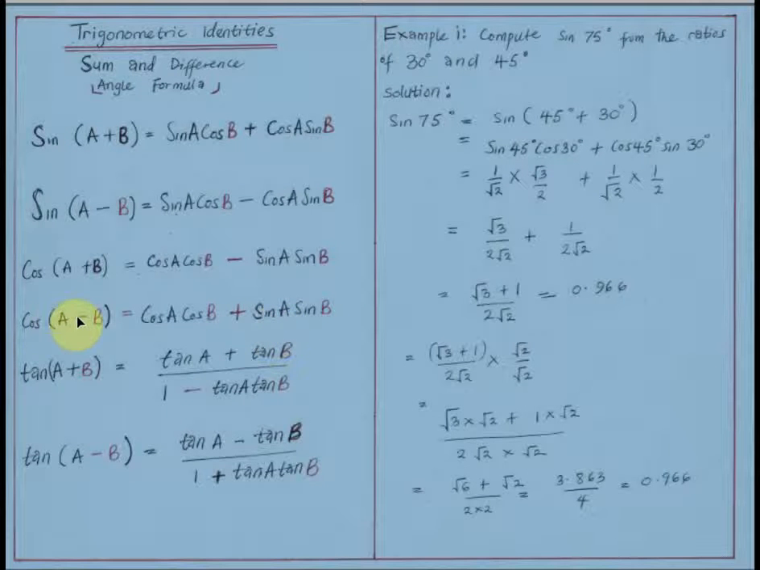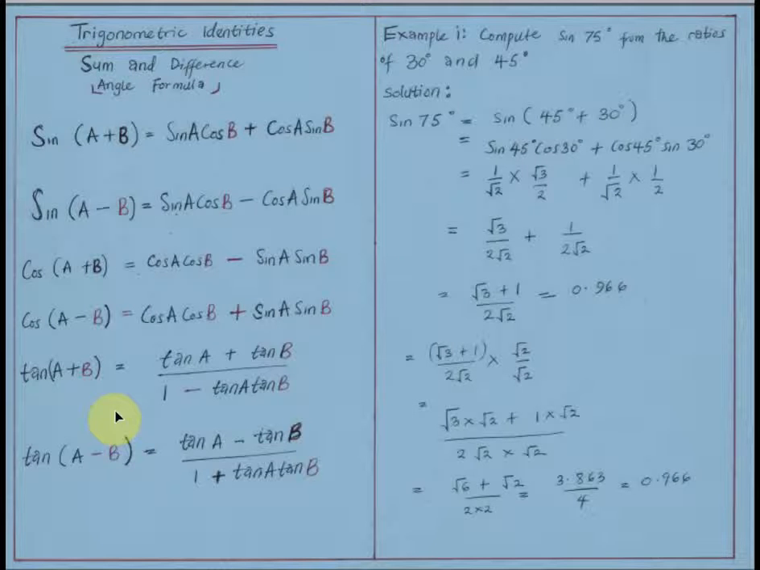So here you have a minus, and here it becomes a plus. So the same thing as the other cosine function formula. You have the cosine of the first angle multiplied by the cosine of the second angle, B. Then you have a plus here, multiplied by the sine of the first angle, multiplied by the sine of the second angle, B.